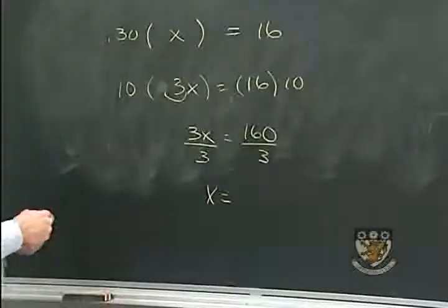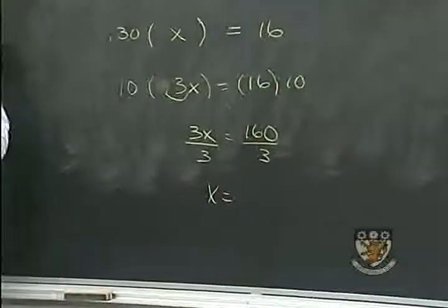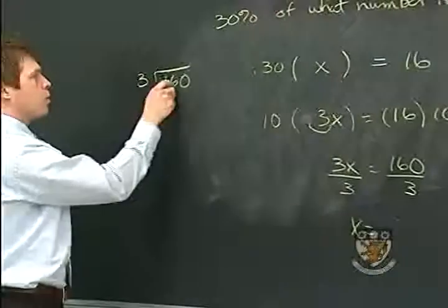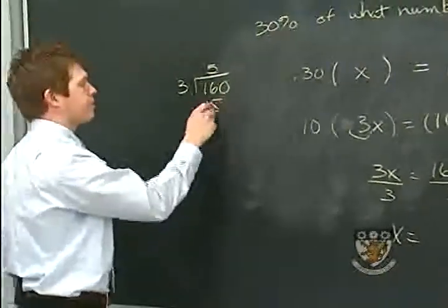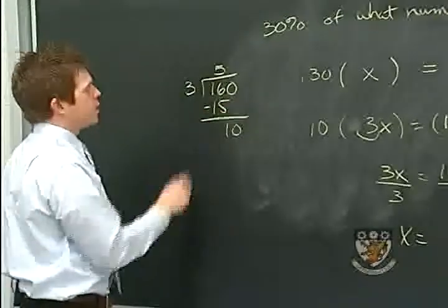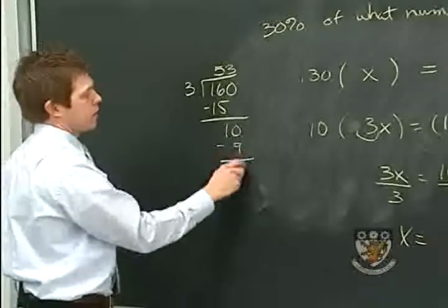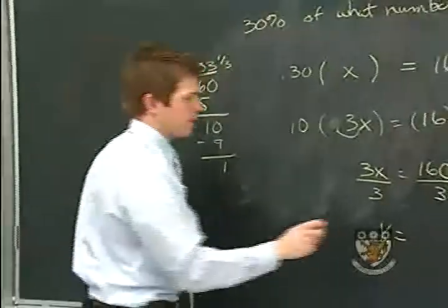And 3 divides into 160. Let's do it over here. Refresh our memory. 3 does not go into 1. 3 goes into 16 5 times. 3 goes into 10 3 times. The remainder of 1. So we have 53 1/3.